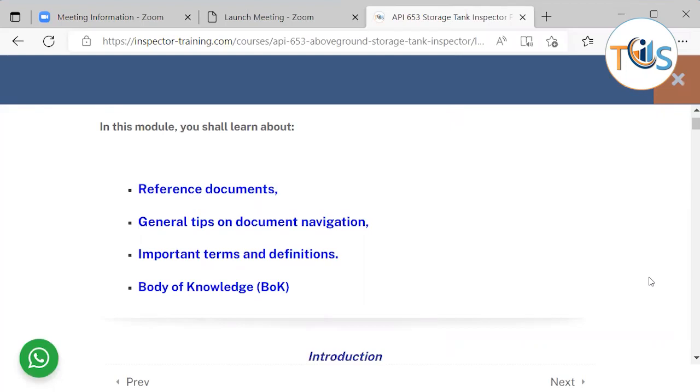Hi, this is Module 2, Body of Knowledge. We shall learn about reference documents, general tips on document navigation, important terms and definitions, and body of knowledge.